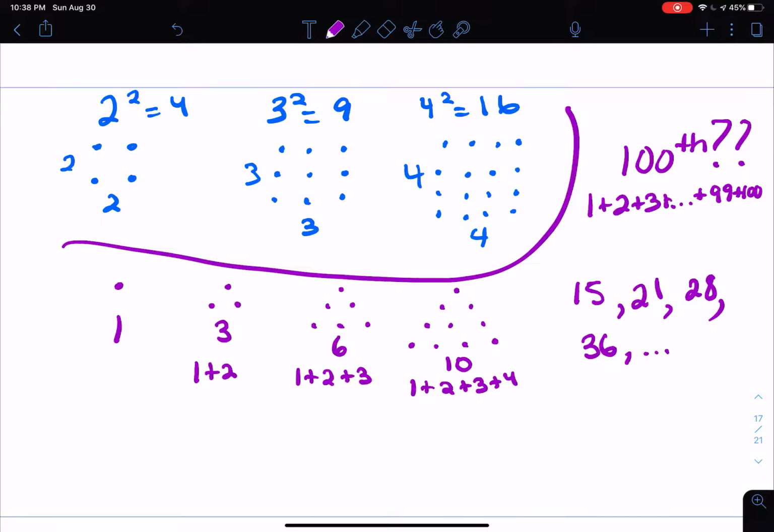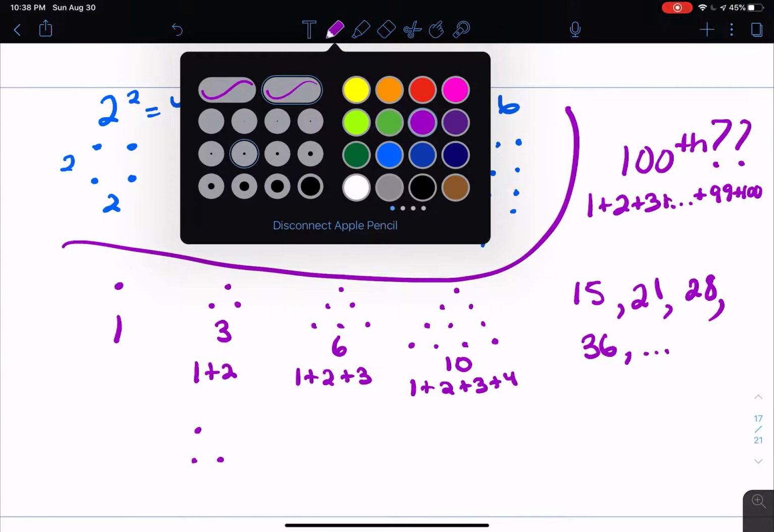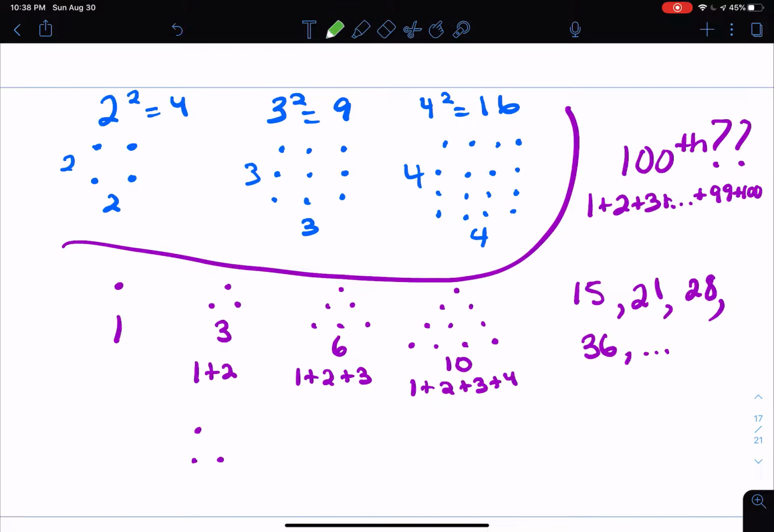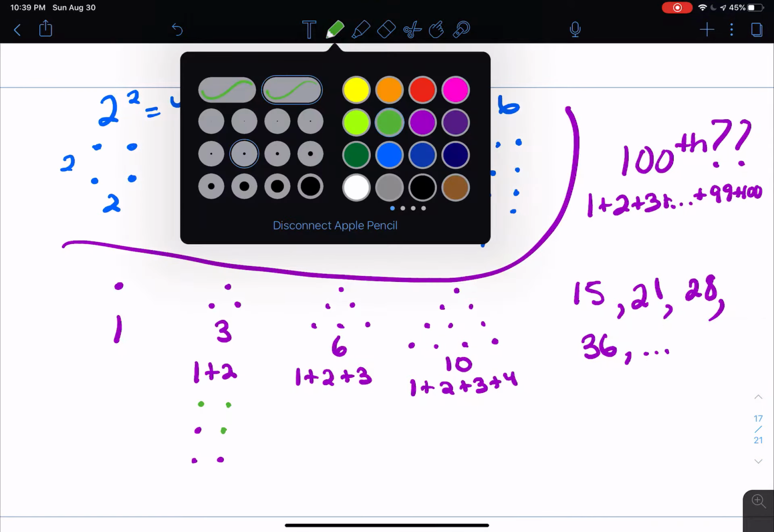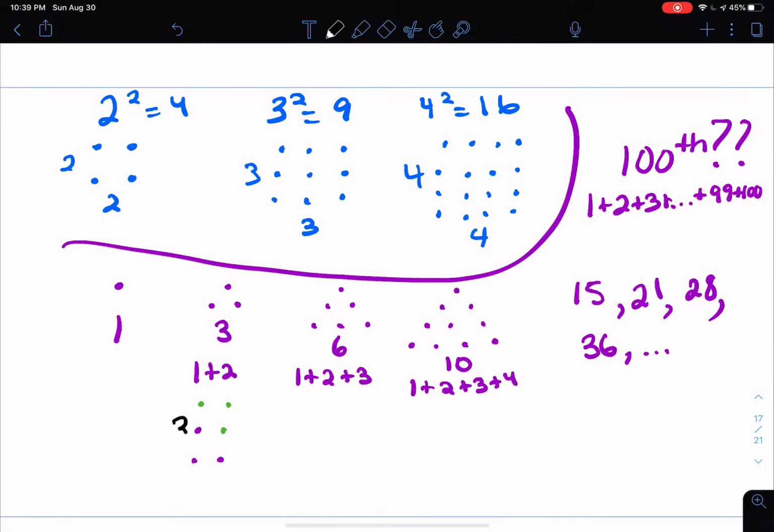Let's take the triangular number 3 and turn it on its side. And let's change colors here. And let's turn it on its side again and draw another one, like that. What do we got? We have 3 times 2, which is 6. Okay.